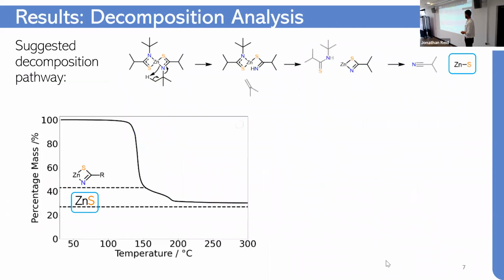This is all well and good, but I wanted to look a bit deeper into this, and so I suggested a decomposition pathway. If you understand the decomposition pathway, you can have a play with what you're working with. This would start off with a beta hydrogen reaction, which allows you to boot off this alkene. Then the loss of the ligand in the second step, and you can't see it, but this fragment would then break down into zinc sulfide and a nitrile here.